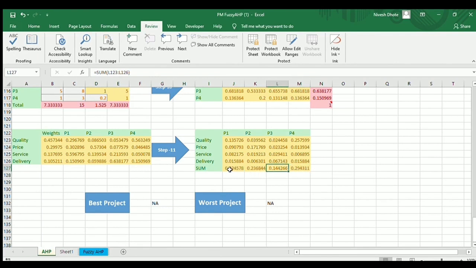Now this determines the best project and the worst project. So how can we determine it? The maximum value is the best project and the minimum value is the worst project. So what we are getting is 0.32457 as the best project. So P1 is the best project. If we click it, we are getting P1. Similarly for the worst project it is 0.14. So P3 is the worst project.